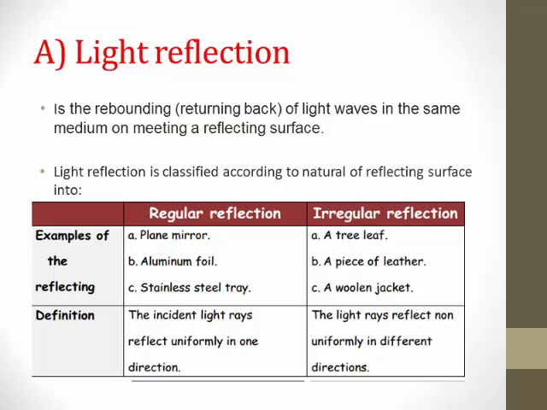But what is the definition of each one? Regular reflection is when the incident light rays reflect uniformly in one direction. Again, the incident light rays reflect uniformly in one direction. But irregular reflection is when the light rays reflect non-uniformly in different directions. So the difference between them is the phrase in one direction and in different directions.